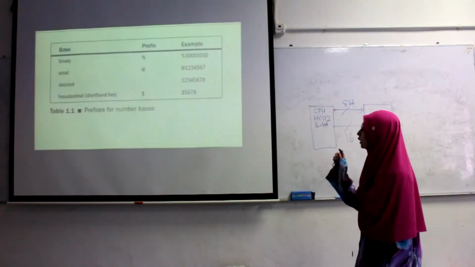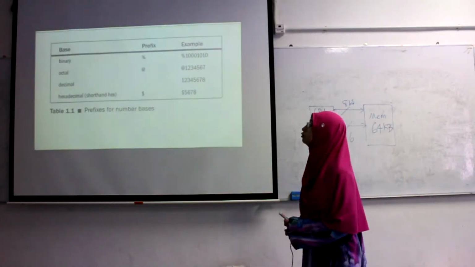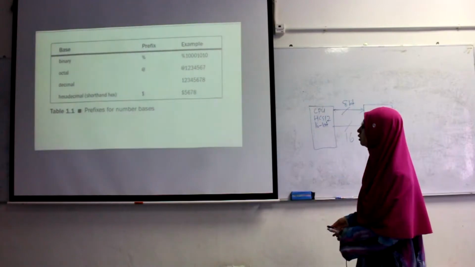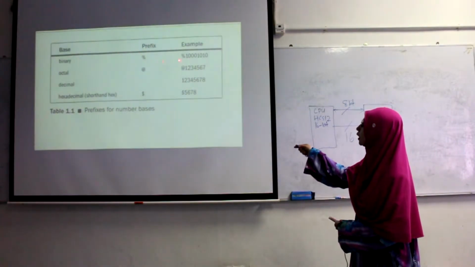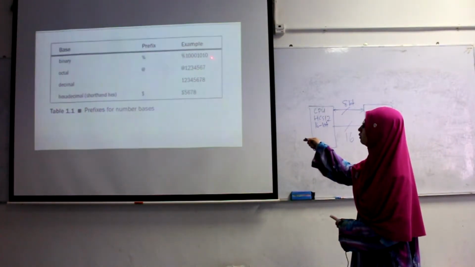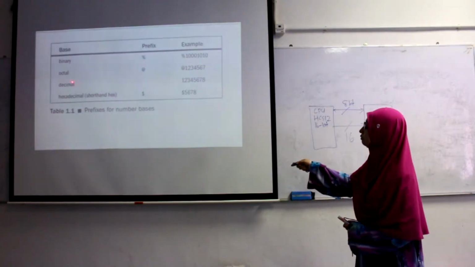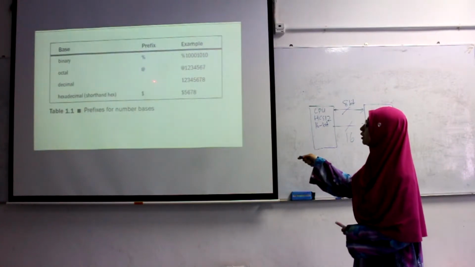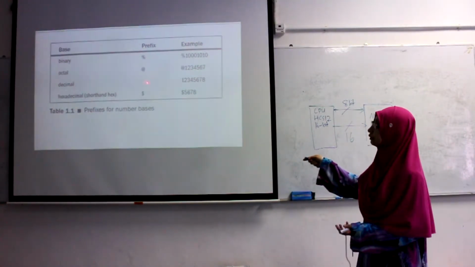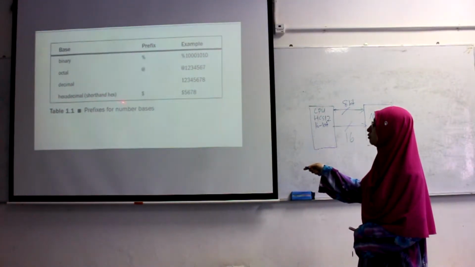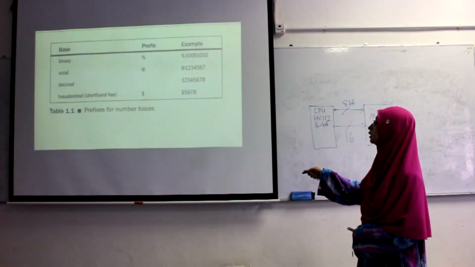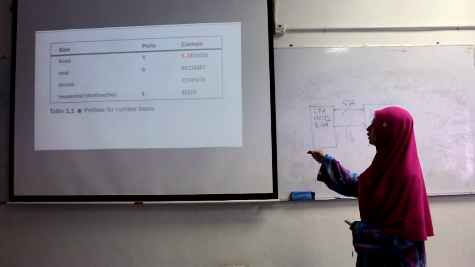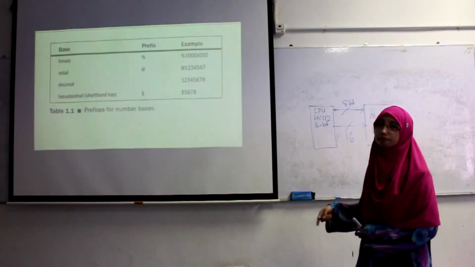This is the prefix for number bases we will use in programming. If we use a binary number, we have to put a percent sign before the value. If you use octal, we use an at sign. Decimal needs no prefix. And a dollar sign represents hexadecimal. So this symbol will represent a different number base.